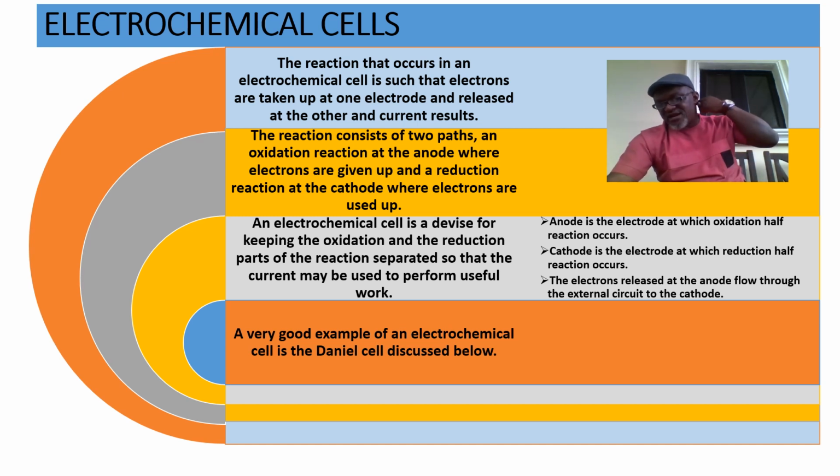Now it is clearer for us. We can see the definition. Anode is the electrode at which the oxidation half reaction occurs. Cathode is the electrode at which the reduction half reaction occurs. The electrons released at the anode flow through the external circuit to the cathode. A very good example of an electrochemical cell is the Daniell cell, which we are going to look at.